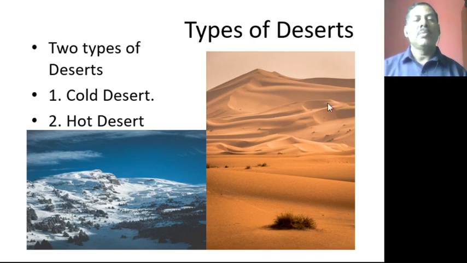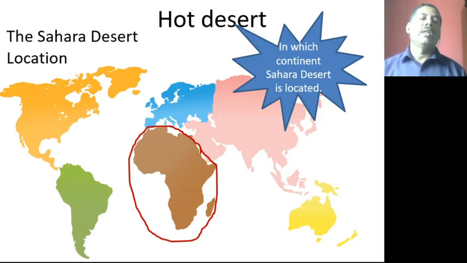So this is the right side picture. This picture is a hot desert. By seeing the sand you will be able to understand it is the hot desert. By seeing that it is covered with ice, it is called a cold desert. So you are going to see today what exactly the difference is between the hot desert and the cold deserts. An example for the hot desert and an example for the cold desert, that you are going to see now.